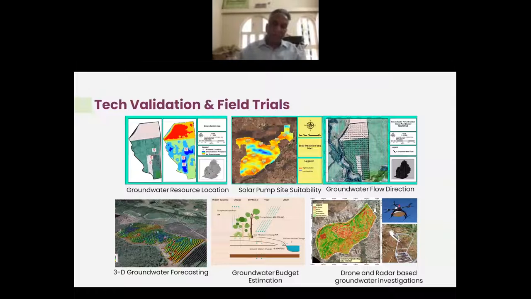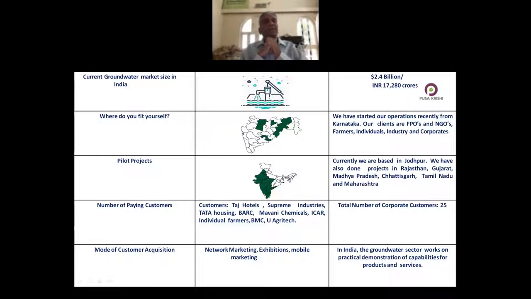Okay, so we have this facility also required, and we are providing this service to the entire country. This is an interesting piece of information: in India, there is a groundwater market of 17,200 crore rupees. We started our operation from Bangalore 2 years back, and now we are working specifically in South and Western India. We have a total of something like 25 corporate customers. They have corporate social responsibility under which they are providing water to the people, drinking water specifically.